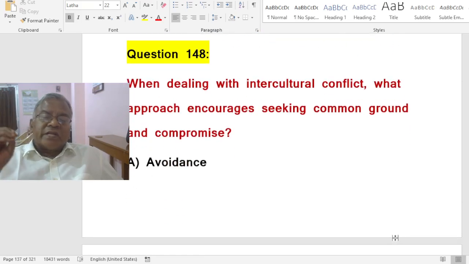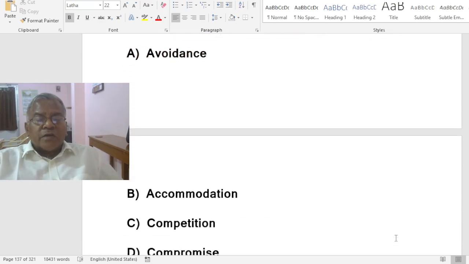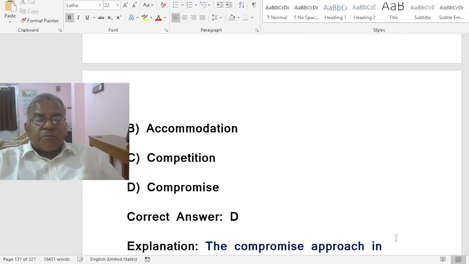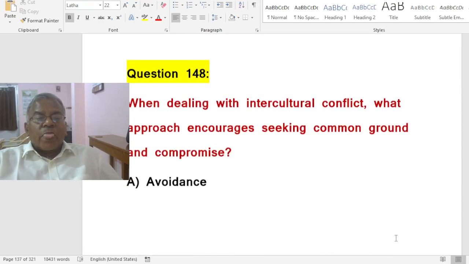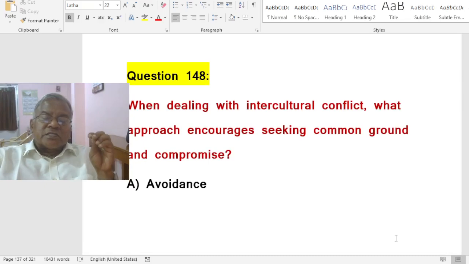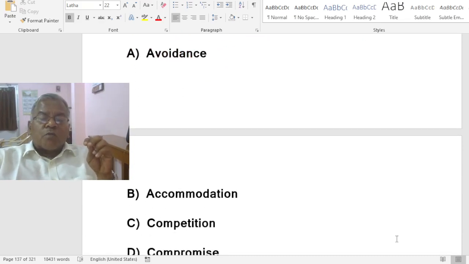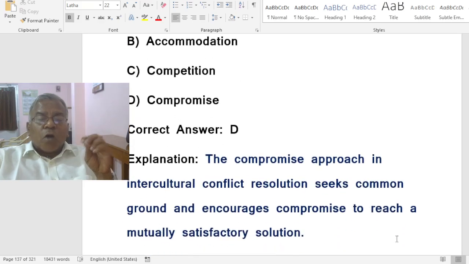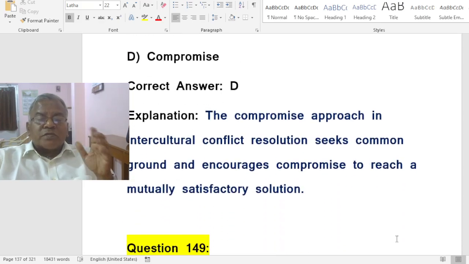When dealing with intercultural conflict, what approach encourages seeking common ground and compromise? A. Avoidance. B. Accommodation. C. Competition. D. Compromise. That is compromise. The compromise approach in intercultural conflict resolution seeks a common ground and encourages compromise to reach a mutually satisfactory solution.